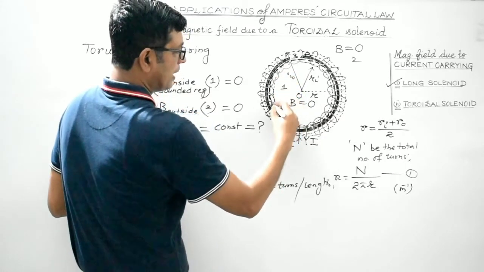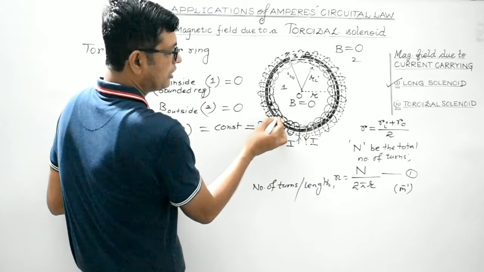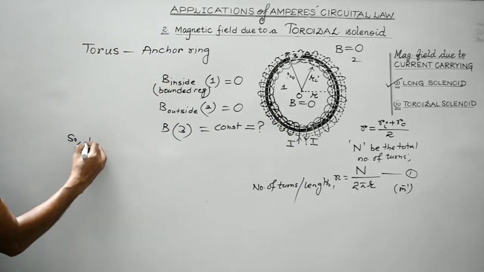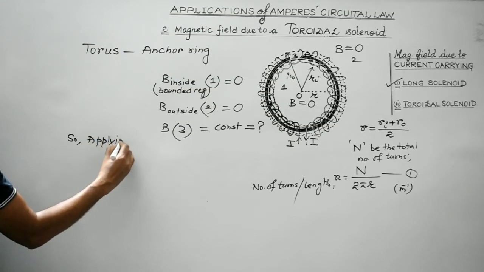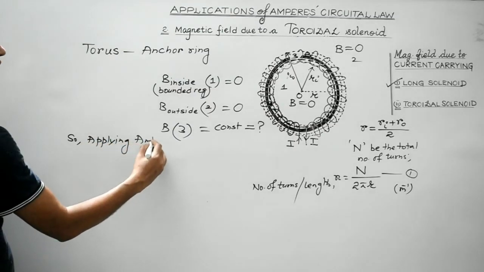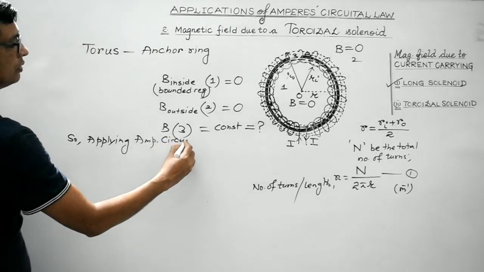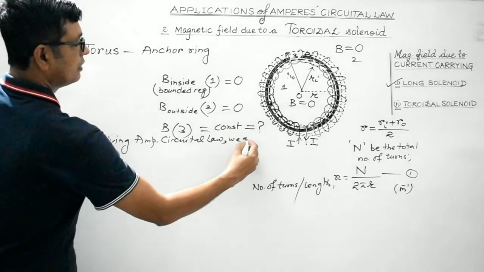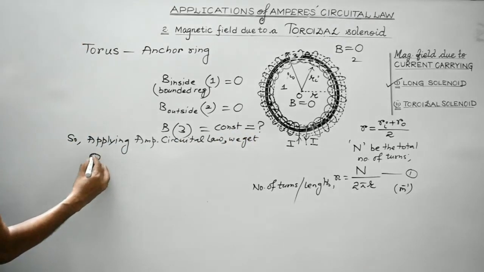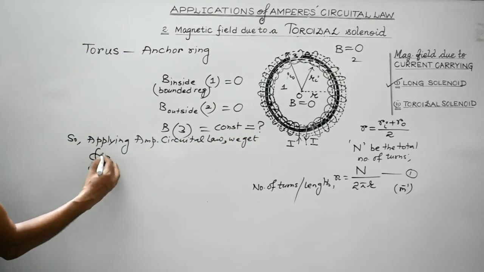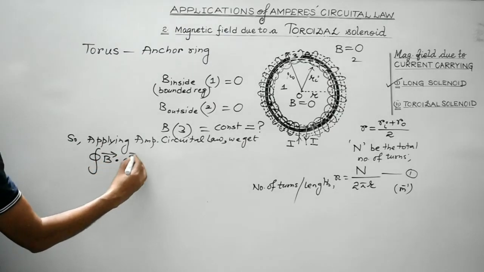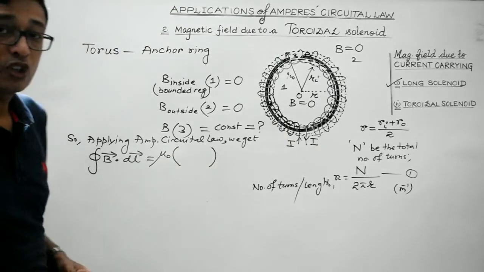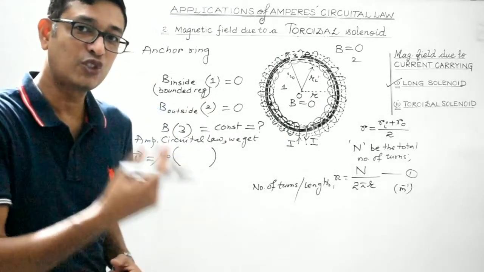Because in order to apply Ampere's circuit law, the imaginary loop is absolutely compulsory, right? So, applying Ampere's circuital law, we get the closed line integral of the magnetic field is equal to mu naught times the net current threading through the loop.